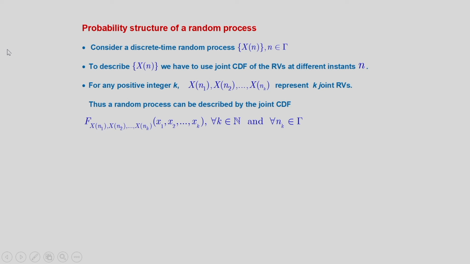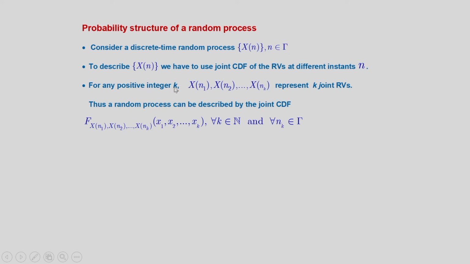Probability structure of a random process. We know that a random variable is described by CDF. Similarly, a random vector is described by joint CDF, and similarly we also defined probability density functions, probability mass functions, etc. How to have such characterization for a random process? To describe it, we have to use joint CDF because it is an indexed family of random variables. So, we have to consider joint CDF only, and this joint CDF we have to consider at different instants of n.